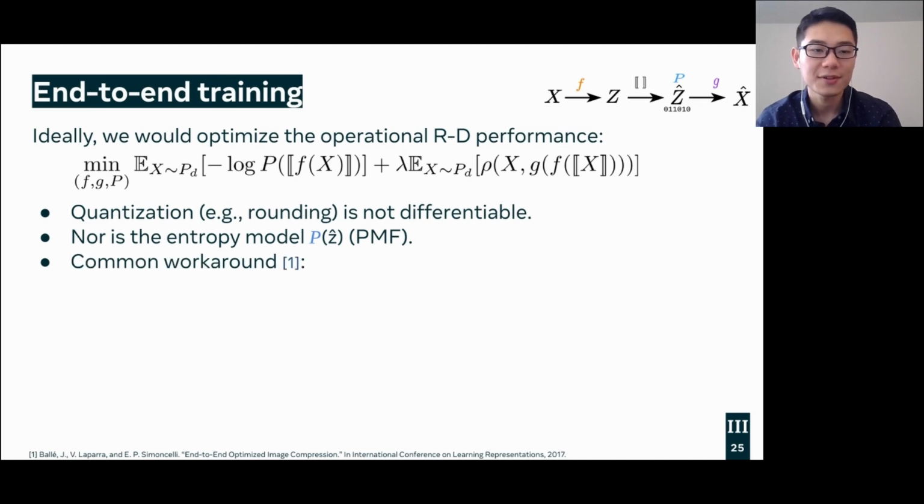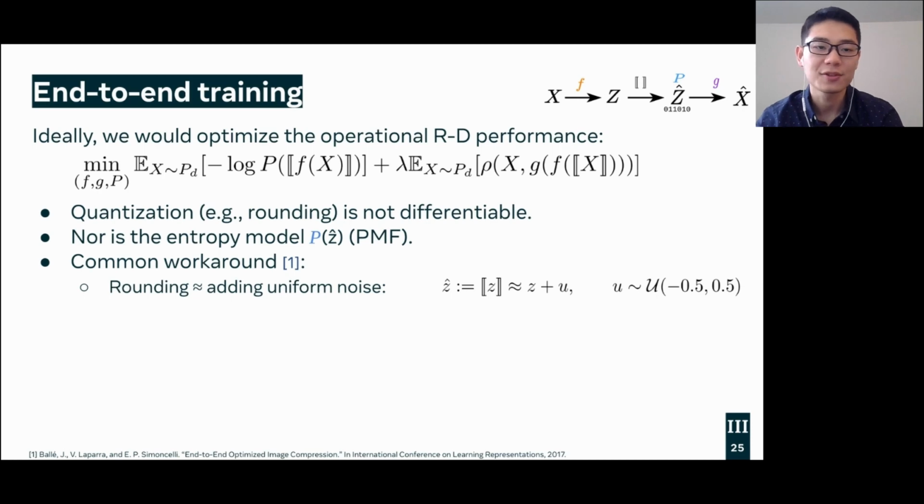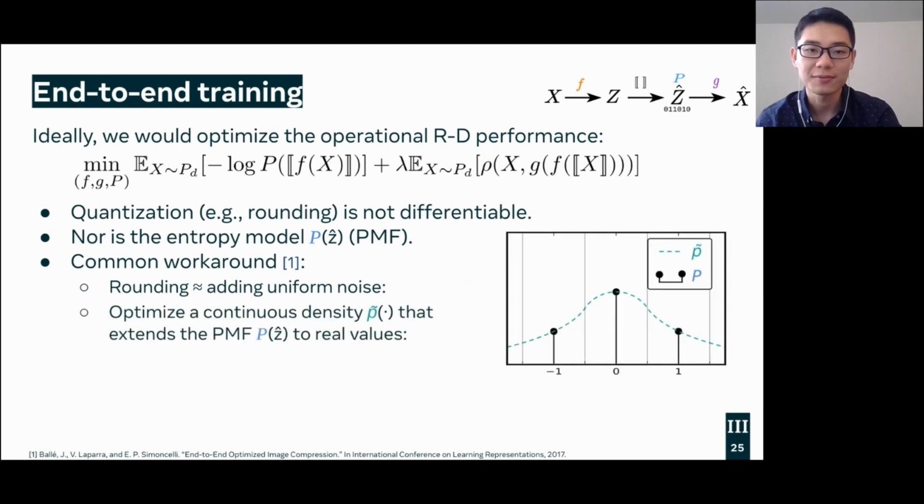One solution to this problem, which has worked pretty well and become really popular, is to replace rounding with adding uniform noise. Specifically, the noise comes from a uniform distribution between negative 0.5 and positive 0.5. And the intuition here is that in many settings, the residual error from rounding often follows a distribution like this, at least approximately. And instead of working with a probability mass function for the entropy model that we denoted by P, we'll instead use a continuous density model, P tilde, that extends P from integers to real values. And this results in a good approximation to the discrete rate loss, which is the first term in the RD loss.